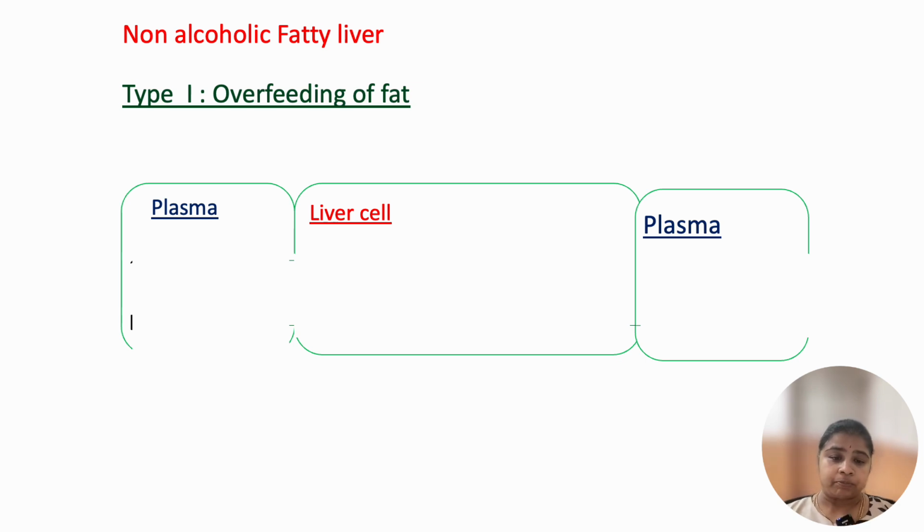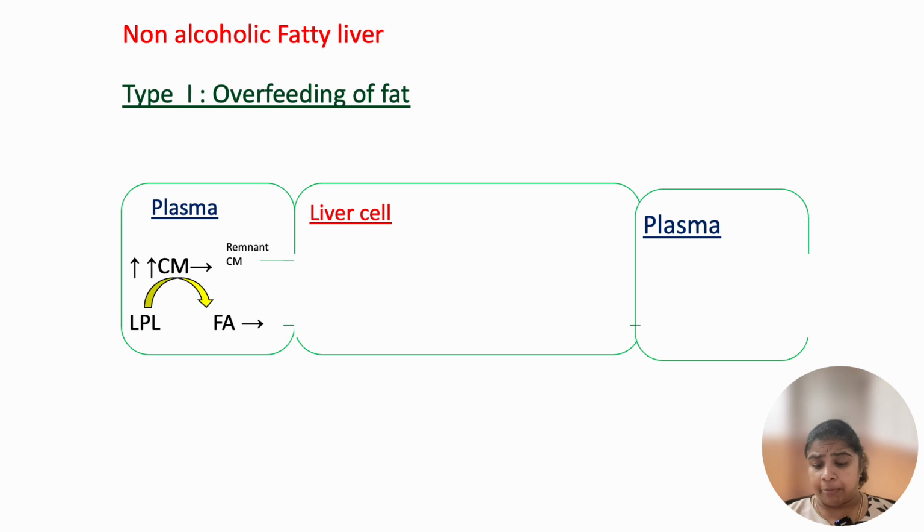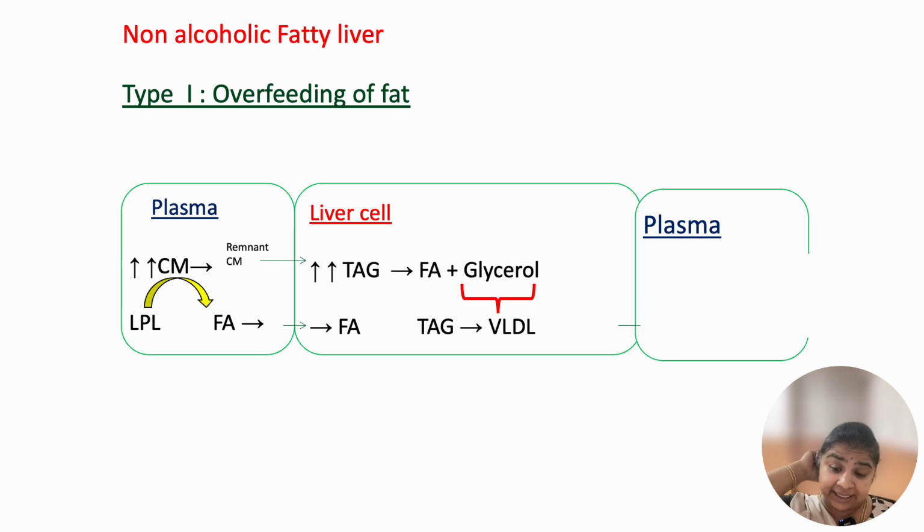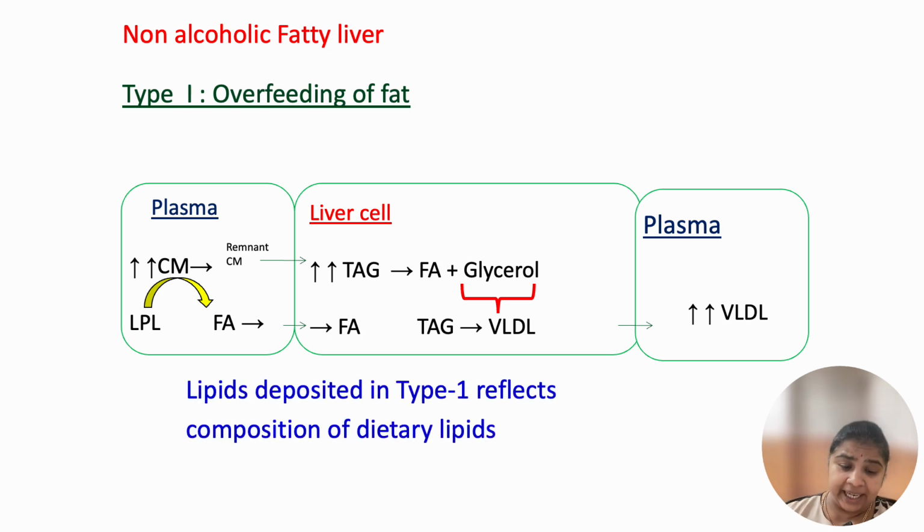Type 1 is overfeeding of fat. Here chylomicrons are increased. These chylomicrons are acted upon by lipoprotein lipase, which leads to release of free fatty acids. Excessive lipolysis leads to excessive free fatty acids which are transported to the liver, and in the liver again re-esterified to form triacylglycerol, which is then transported through VLDL. So, in the plasma there will be increased VLDL level. This type indicates the dietary lipids.